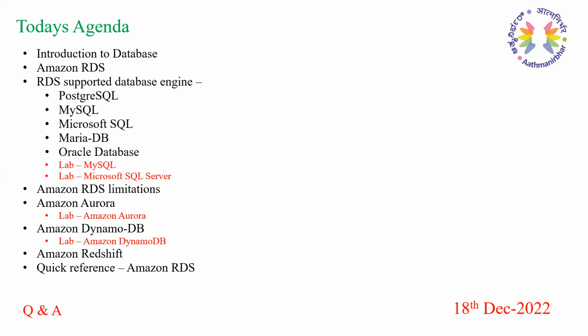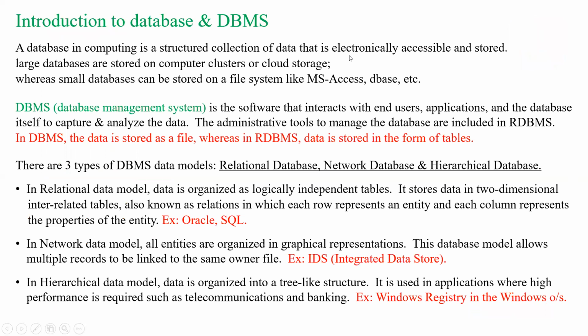Thank you so much. So a database in computing is a structured collection of data that is electronically accessible and stored. Large databases are stored on computer clusters or cloud storage, whereas small databases can be stored on a file system like MS Access, DBase, etc. Similarly, we have DBMS, Database Management System. It is a software that interacts with end users, applications, and the database itself to capture and analyze the data.